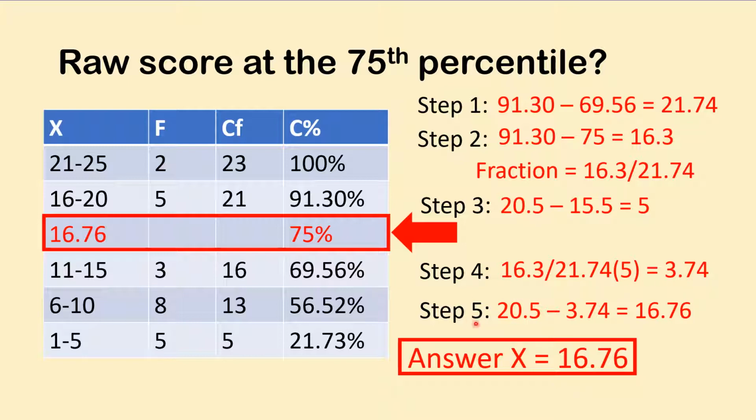And now the last step is, now that we have this value, we could subtract that from the upper limit of the raw score here, which is 20.5, to get our answer of 16.76. So that is the answer. Now the next slide, I'll go into a little bit more detail on what is being presented here.